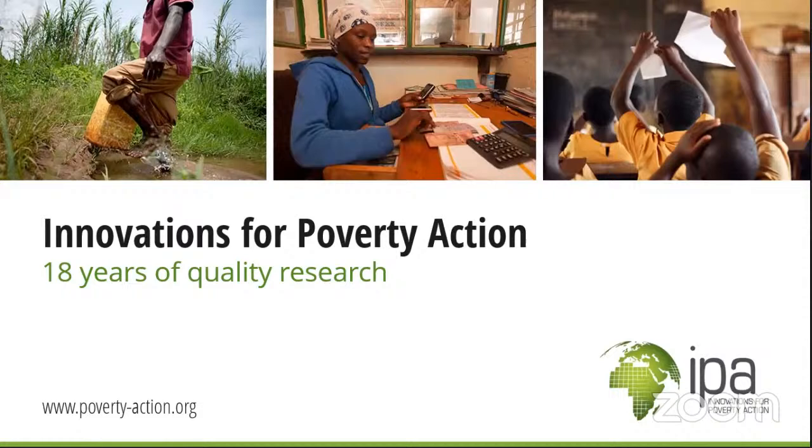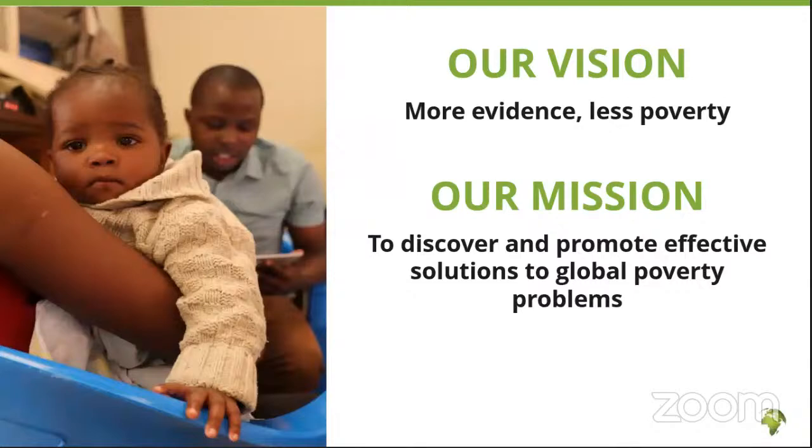Yeah, so I'll go on to introduce Innovations for Poverty Action, and just give you some background on who we are, what we do, and what we'd like to achieve with the kind of work that we do. IPA in full stands for Innovations for Poverty Action. We're an international not-for-profit research and policy organization founded in 2002 by one of our board members, Dean Karlan.